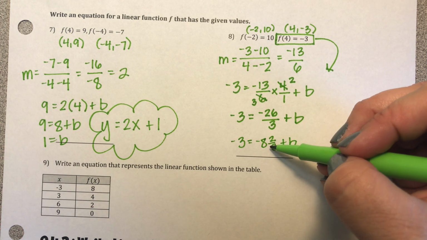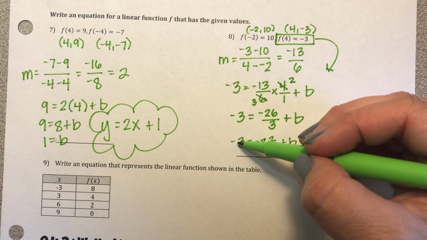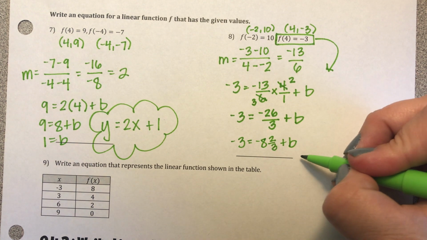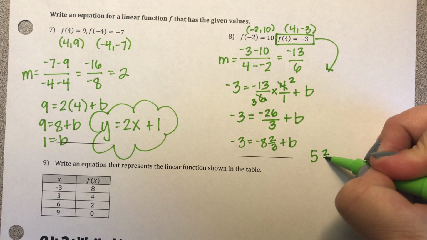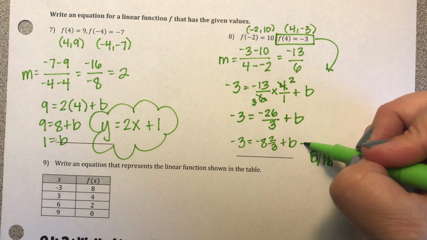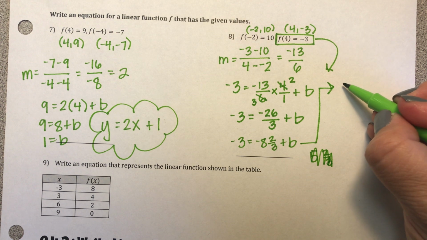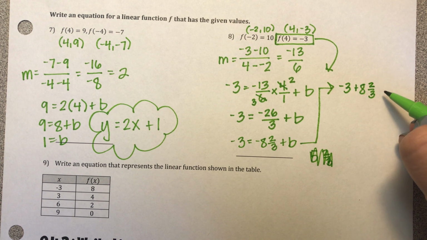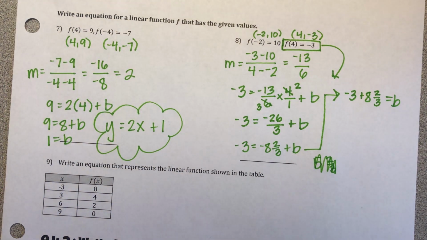So how do I get rid of -8 2/3? I add it to both sides. They're going to be different signs, subtract. So that's going to give me 5. Let me double check it. I said that too quick. Let me come up here and show you how I'm doing this. So -3 plus 8 2/3 equals b.